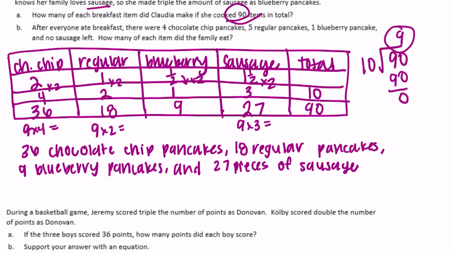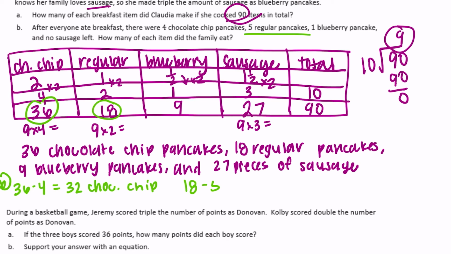So there were 4 chocolate chip pancakes left. We started with 36. So 36 minus 4 would be 32. So the family ate 32 chocolate chip. They were 5 regular pancakes left, so they started with 18. So 18 minus 5 is 13 regular pancakes.